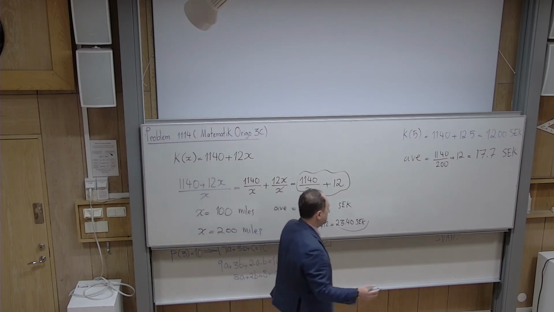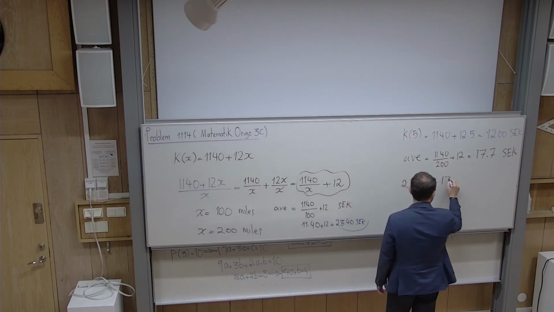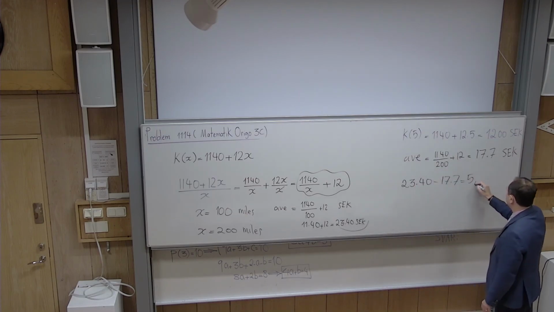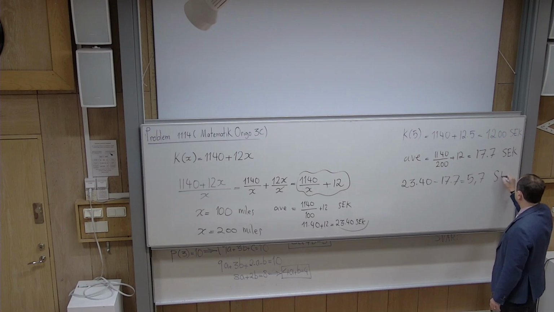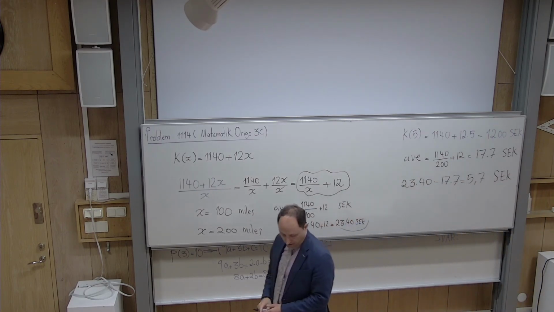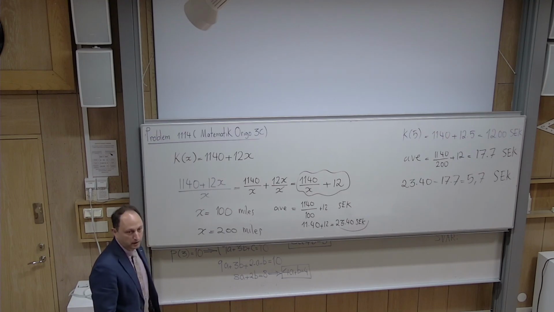So you calculate the difference. 23.40 minus 17.7. If you calculate this, it turns out to be 5.7. And that's the answer. I think that's a good question. It was actually a little bit convoluted for me even, but I realized that everything is natural and the question is reasonable. Anything else?